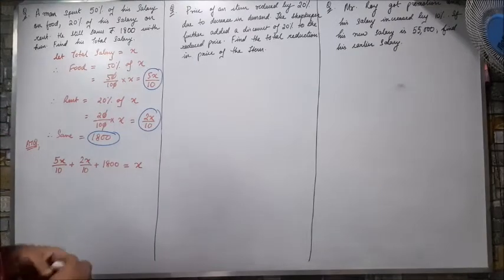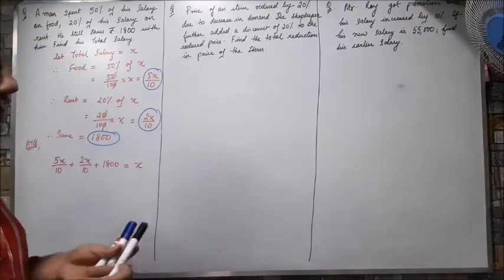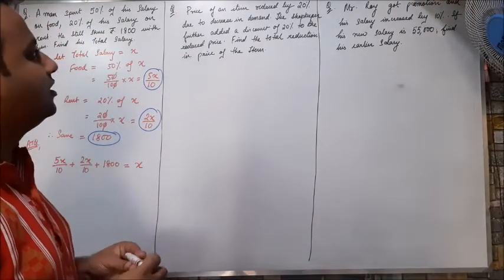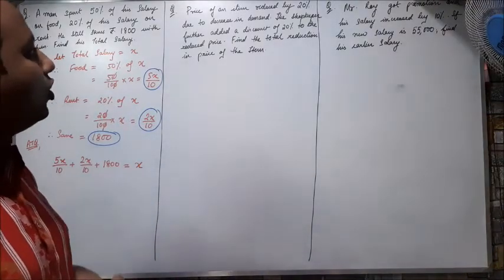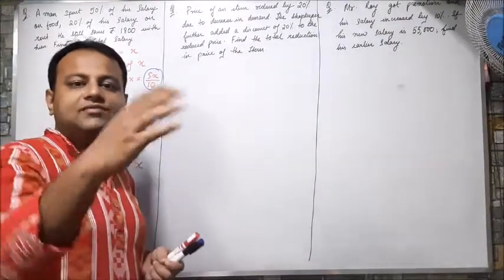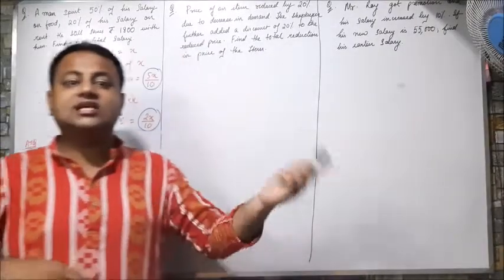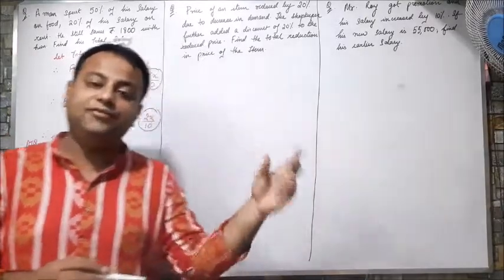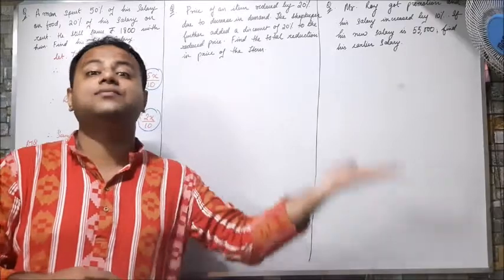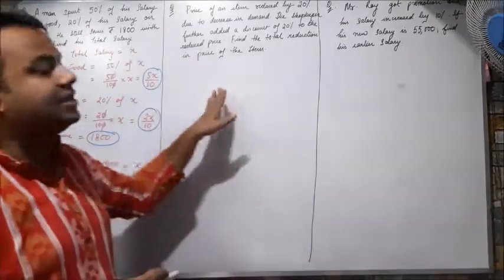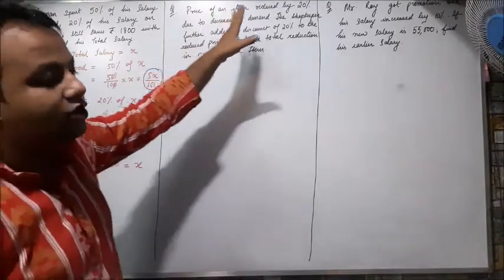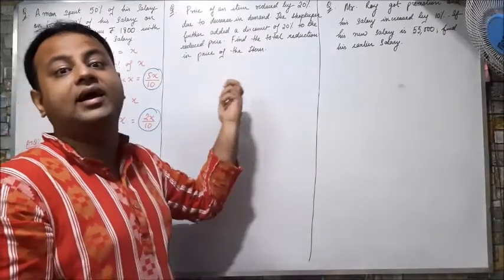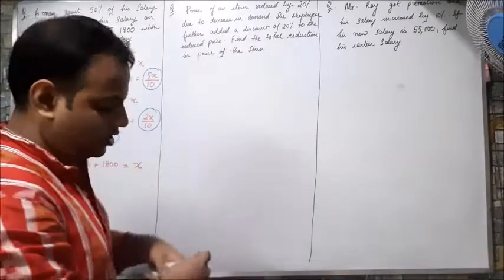Price of an item reduced by 20% due to decrease in demand. The shopkeeper further added a discount of 20% to the reduced price. Find the total reduction in the price of the item. Means you must have noticed in Flipkart and all, suppose a sale is being given. Already they are giving a 10% or 20% sale on the item, and if you use a credit card or debit card, something like that, you will get again a further discount of 10 or 20%. So a similar thing has happened here. Once the price is reduced by 20% and again a discount is given of 20%. What is the total discount that I am getting on the item? That you have to calculate. So how will you do this?